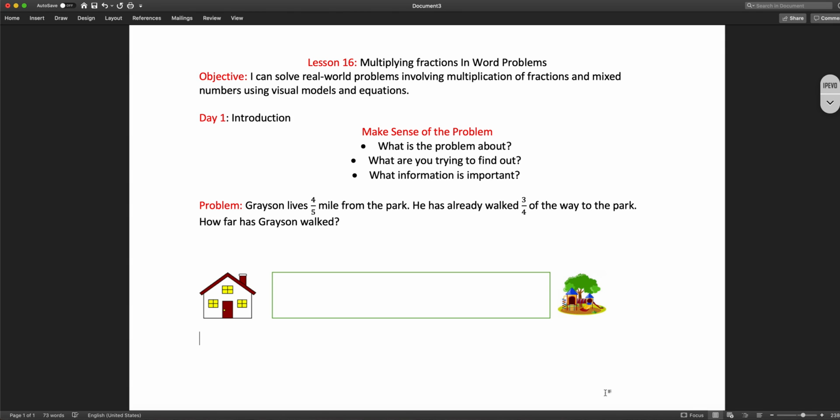Let's make sense of the problem. Grayson lives 4/5 mile from the park. He has already walked 3/4 of the way to the park. How far has Grayson walked? Let's look at the first problem. What is the problem about? I'm going to give you a few seconds to think about it.